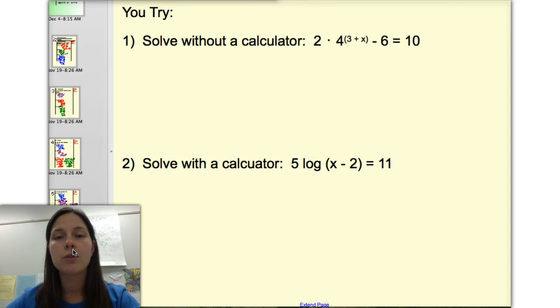And finally, some U-try problems. Again, please attempt these before you come to class.